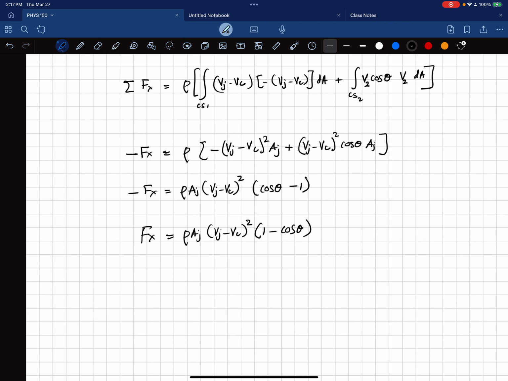So let's see part B, the power delivered to the cart. So how do I find the power delivered to the cart? Power P is equal to Fx times Vc, so you can write rho Aj Vc times Vj minus Vc squared times 1 minus cosine theta. That's the power.